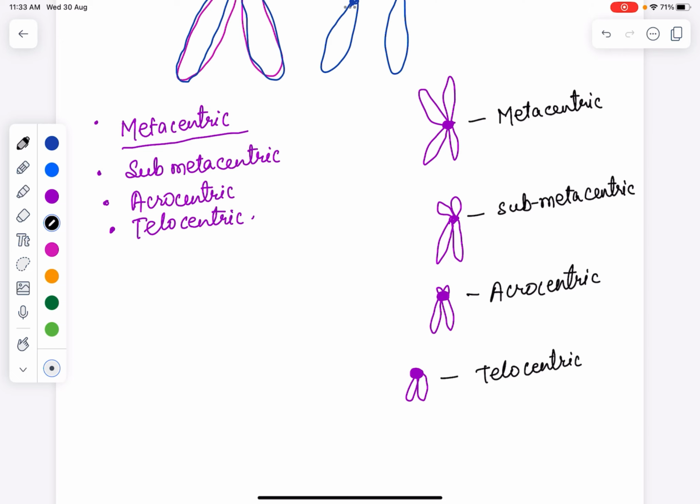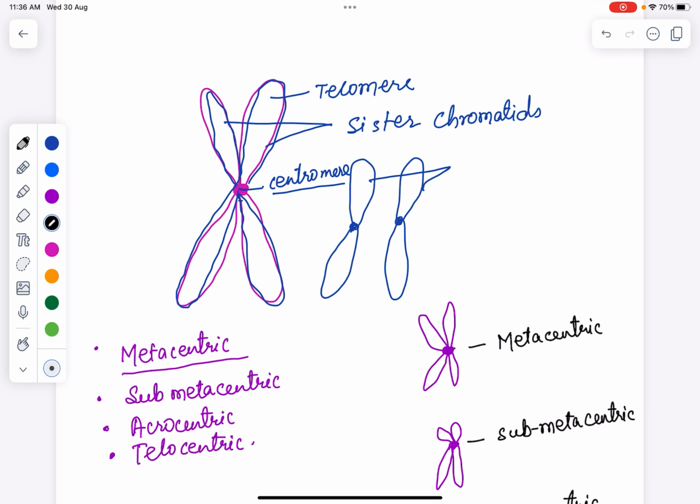In humans, 23 pairs of chromosomes are present. Of these, 22 are autosomes and one pair is the sex chromosome. The upper part is called arm P and the lower part is called arm Q.